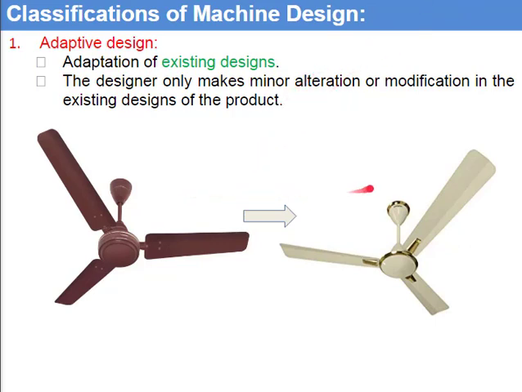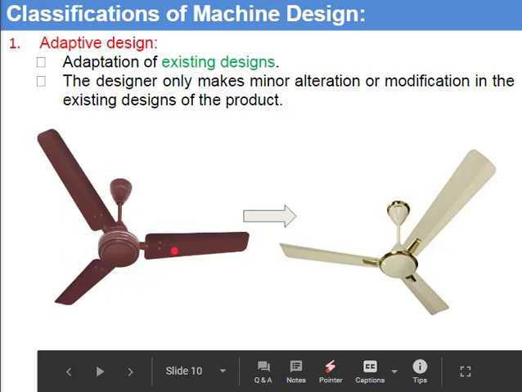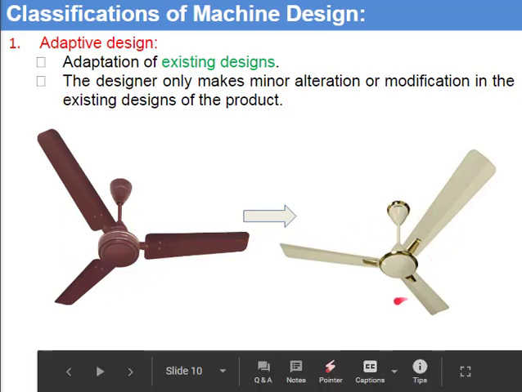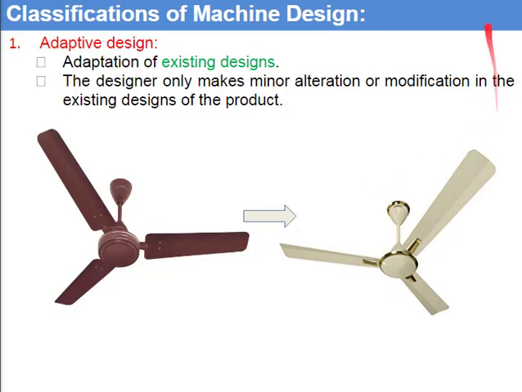Here we have an example, that is a fan. In the first figure, the fan has 3 blades. In the second also we have 3 blades, but there is some design modification in this fan. So this one is an example of adaptive design.